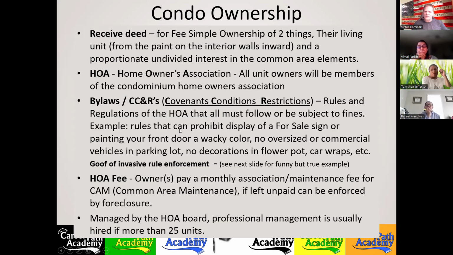So rules that can prohibit a display of a for sale sign, painting your front door a wacky color, not allowing oversized or commercial vehicles in the lot, no decorations in the flower pots, like putting little flags and stuff like that, car wraps, etc. On the next slide, we're going to see a goof of invasive rule enforcement, which tends to be the reason why people move out of condos. Not just when their family's expanding.